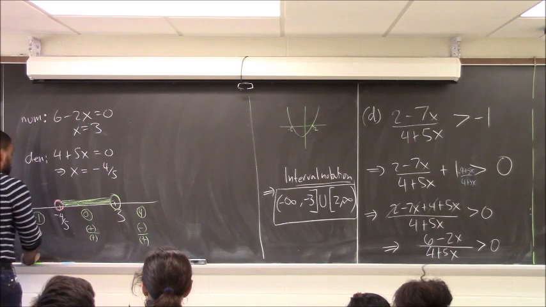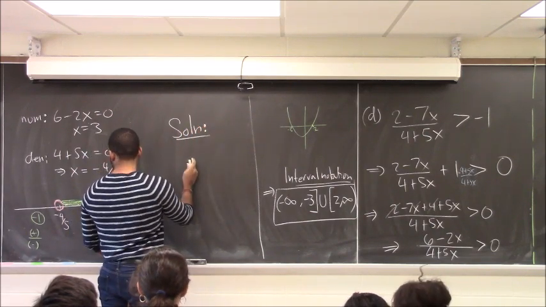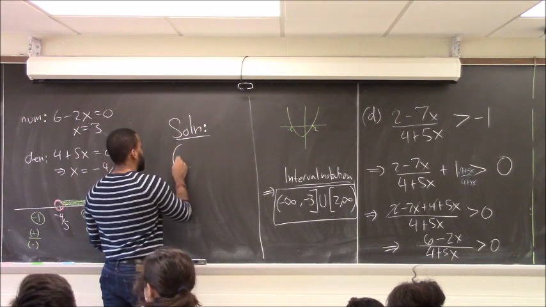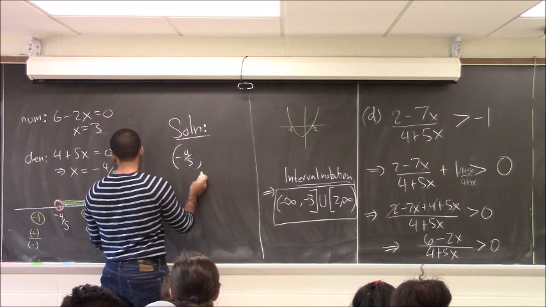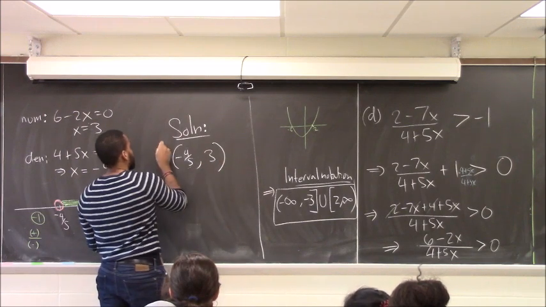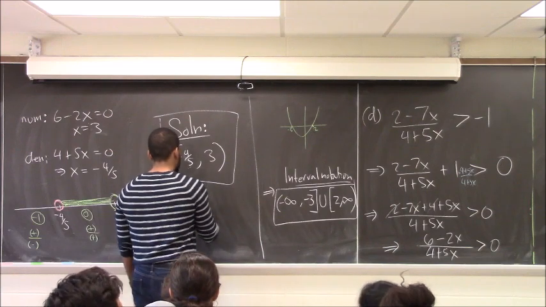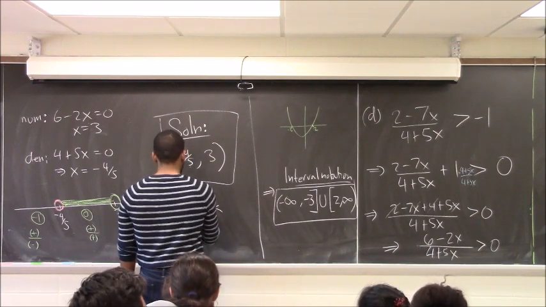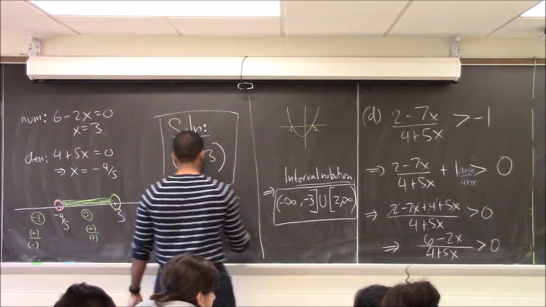So here, our solution is between minus 4 over 5 and 3. Or you can write that x is strictly between minus 4 over 5 and 3.